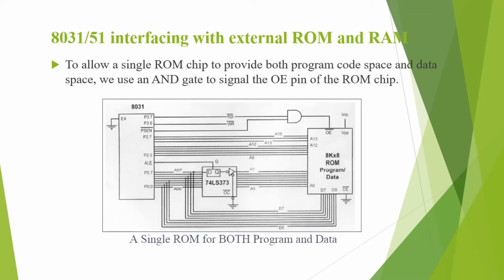To allow a single ROM chip to provide both program code space and data space, we use an AND gate to signal the output enable pin of the ROM chip. This is shown in the figure.